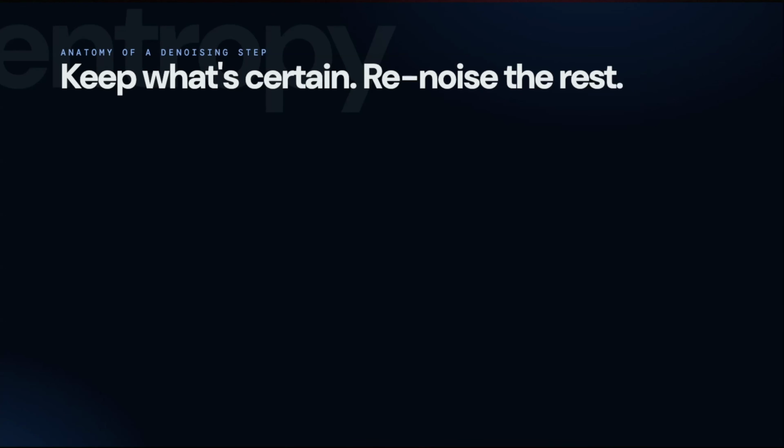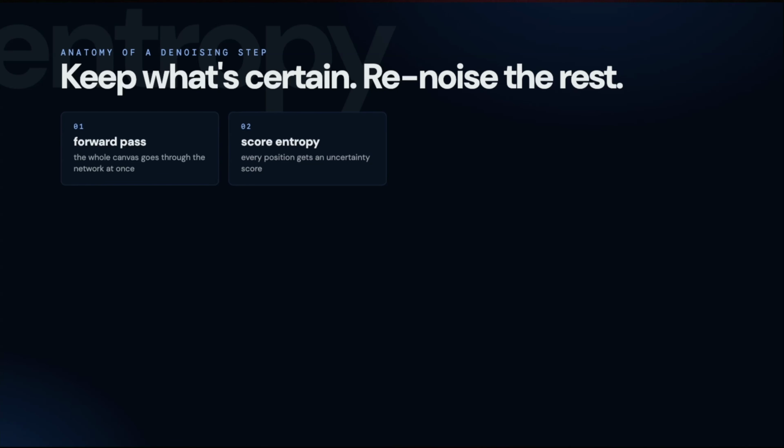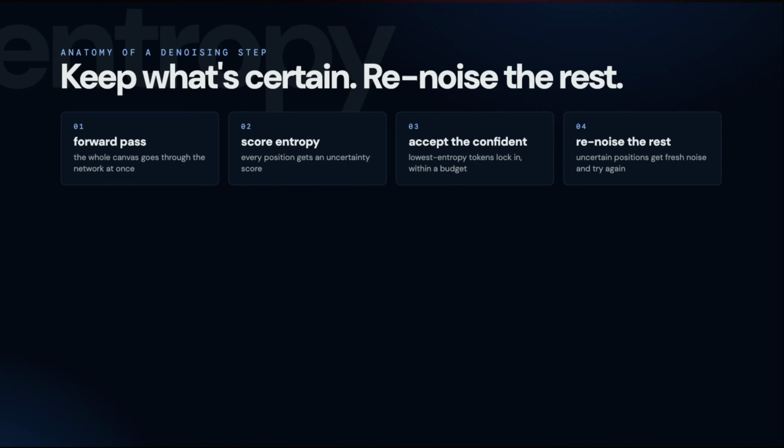Okay, so before showing you some tests, I want to show you what happens inside one of these steps. There are 4 different things. The first one is the whole canvas goes to the network together in a single pass. This is the patch size, where it uses 256-token patches. 2 is for every position, the model scores its own uncertainty, literally the entropy of its prediction at that specific spot. 3, the position it's most sure about gets accepted and locked, but only up to a budget, so it cannot overcommit to a bad step. And 4 is everything else is thrown back into noise to be reconstructed next time.